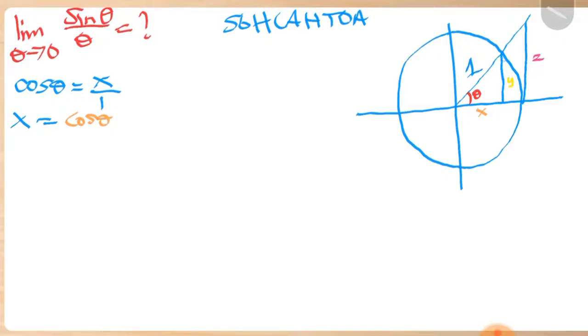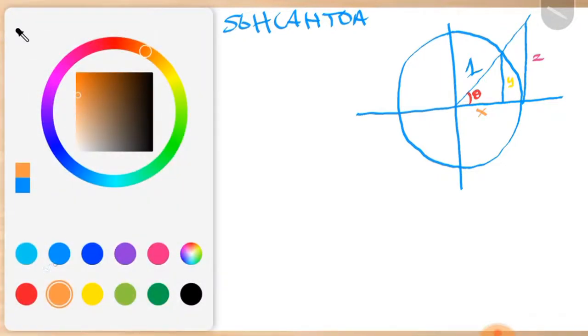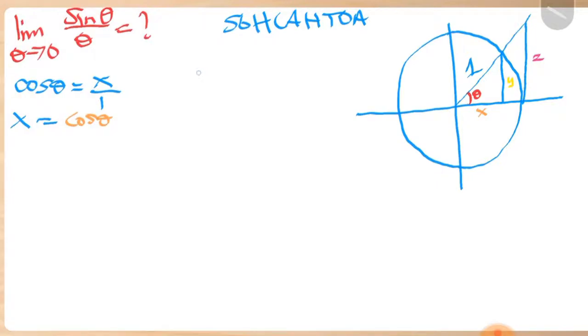And let's figure out what the value of y is. From trigonometry, we see that this side is the opposite side. So the opposite side over the hypotenuse is equal to the sine of the angle theta. So we have sine theta is equal to y over 1, and y over 1 is still y, so we have y equal to sine of theta.